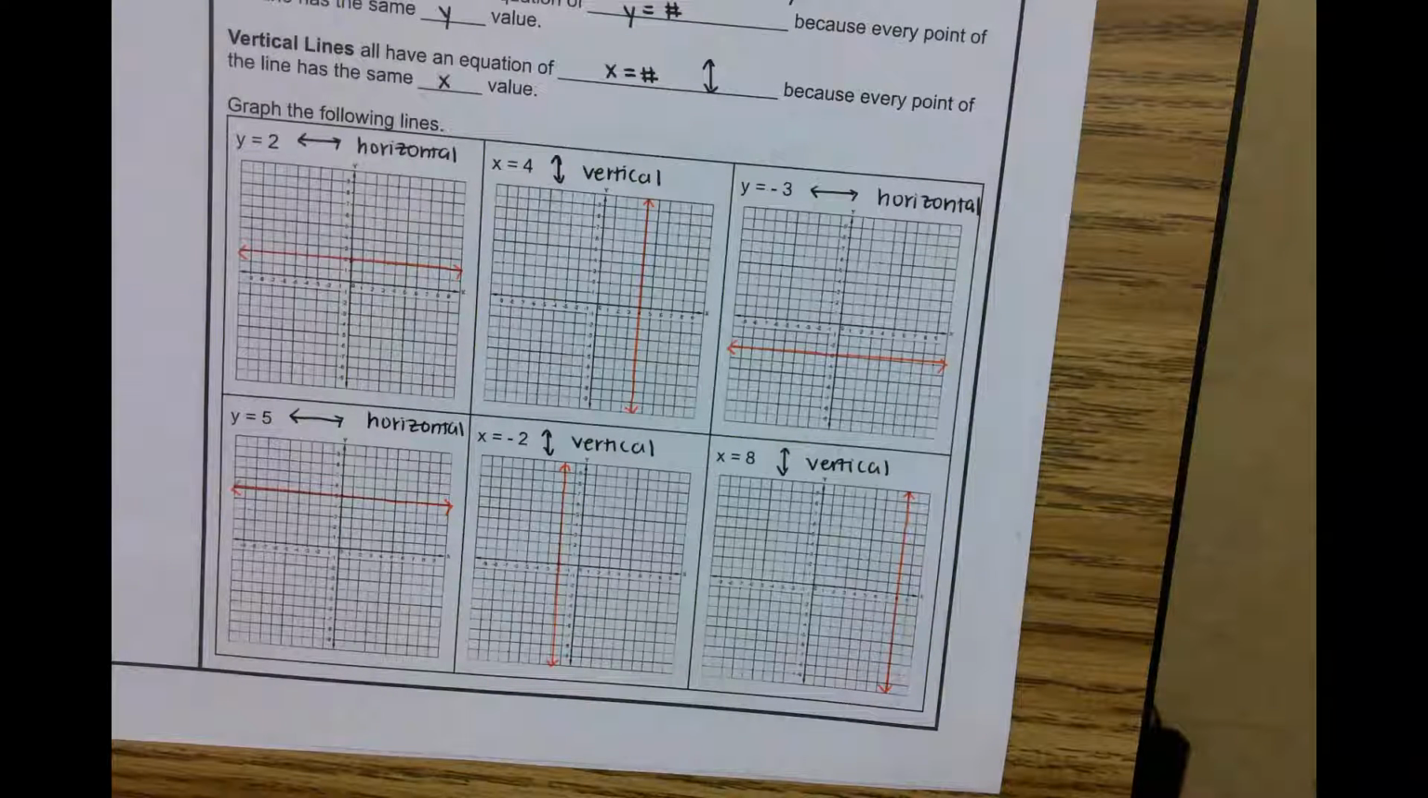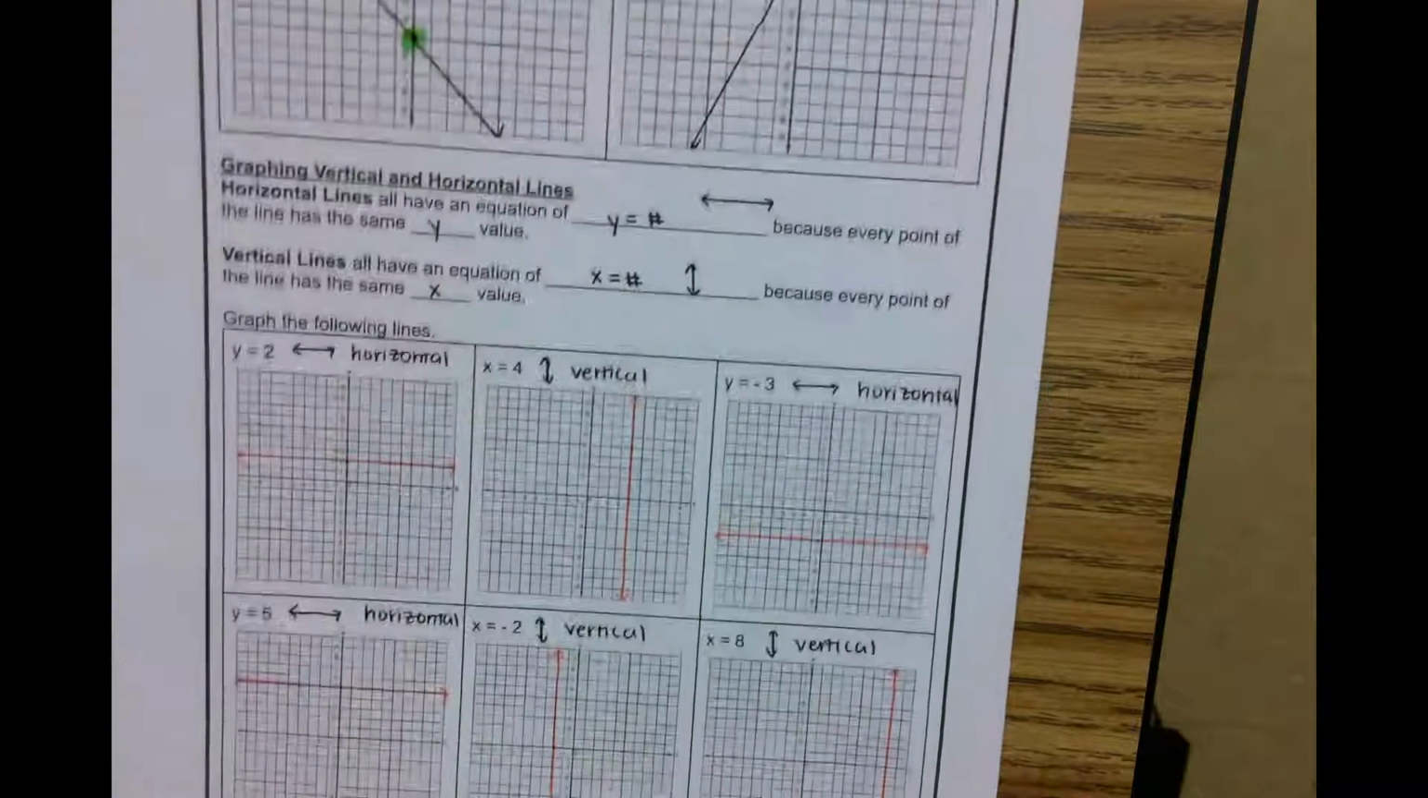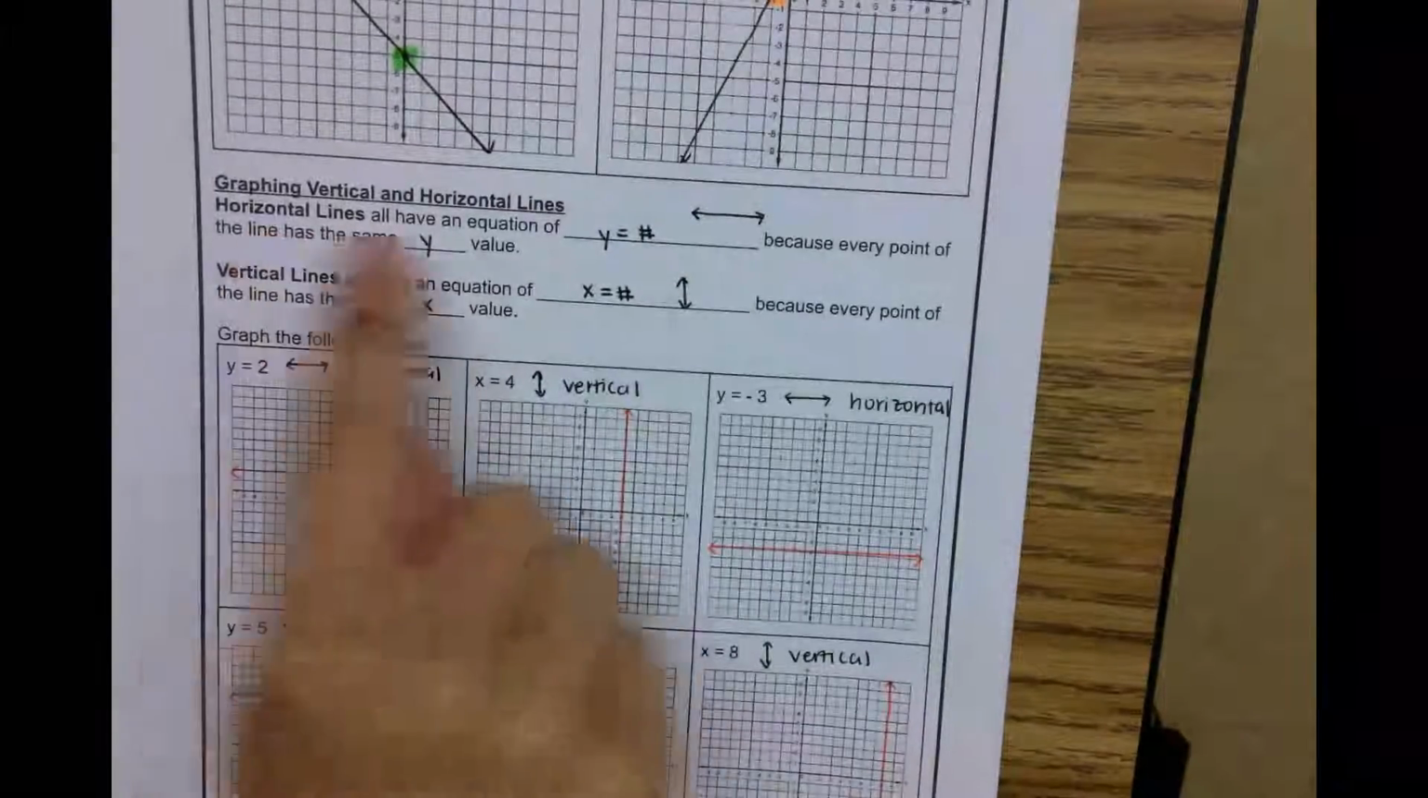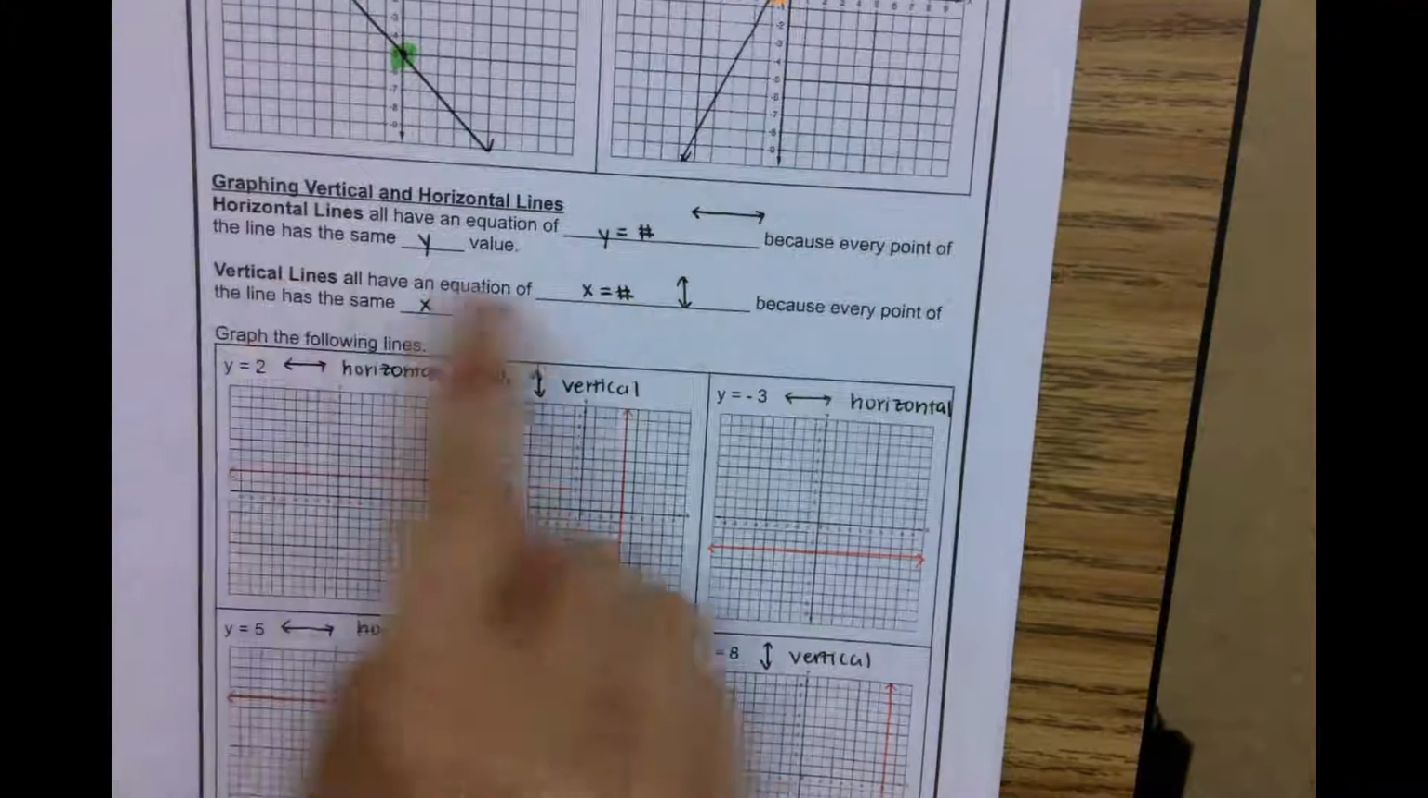That's it on graphing vertical and horizontal lines. It's as easy as that. The hardest part is just remembering that horizontal lines are y equals a number and vertical lines are x equals a number.